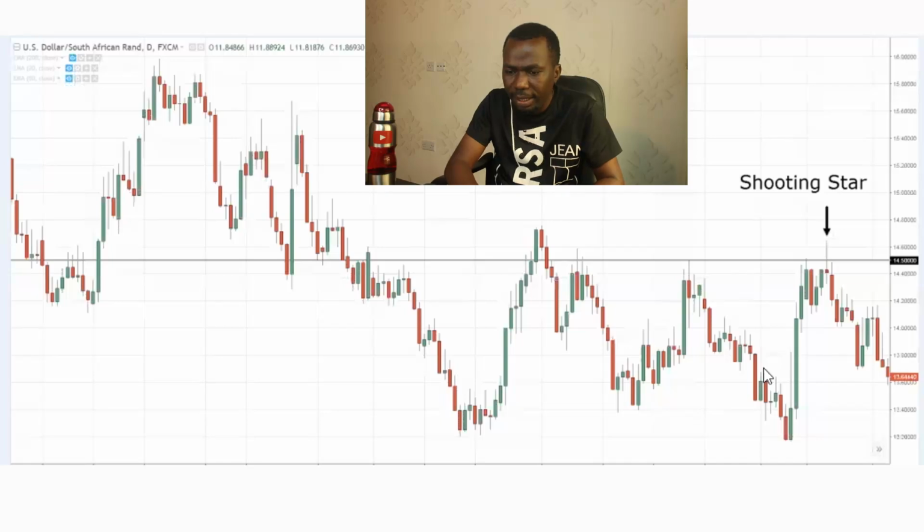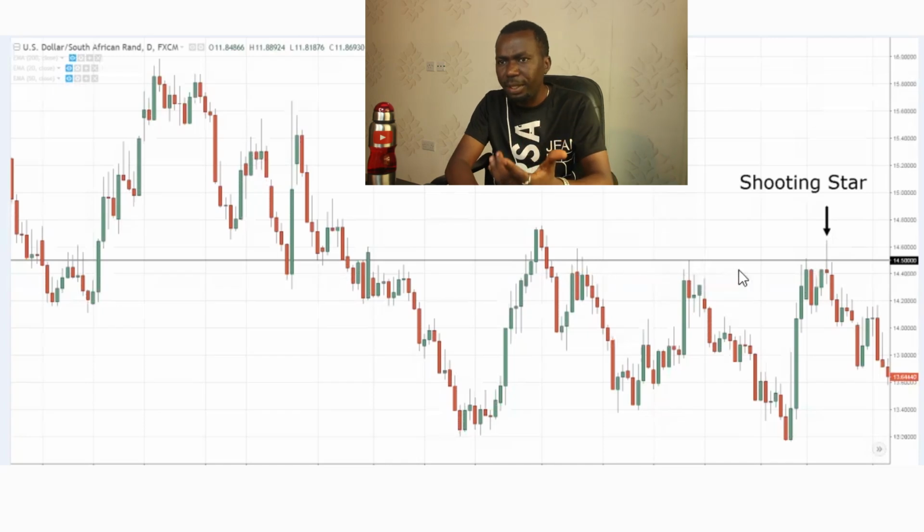The same thing is applicable. You can also use the shooting star. So here you can clearly see the resistance level. This is the resistance level because the market got here, rejected, got here, rejected, got here, rejected. So you are waiting to see a shooting star. So here is what we call the shooting star.